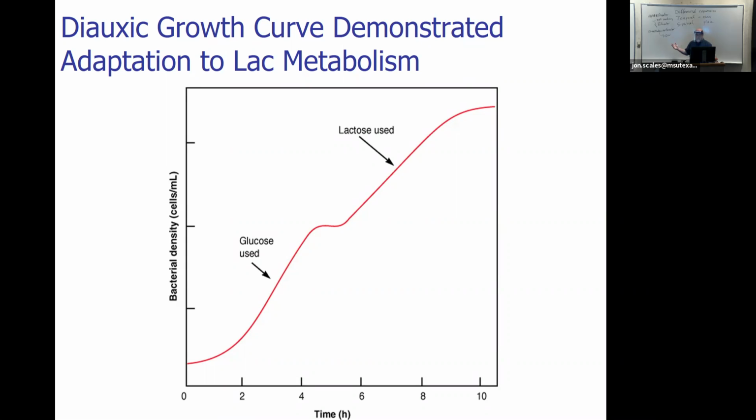If you gave them another sugar at the same time, they would eat all the glucose first and use it up, and then they would not grow for a little bit, and then they would decide, okay, we're still hungry, let's eat the lactose, right?